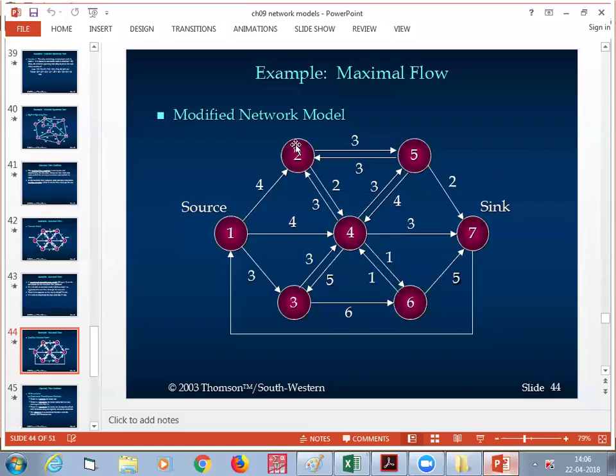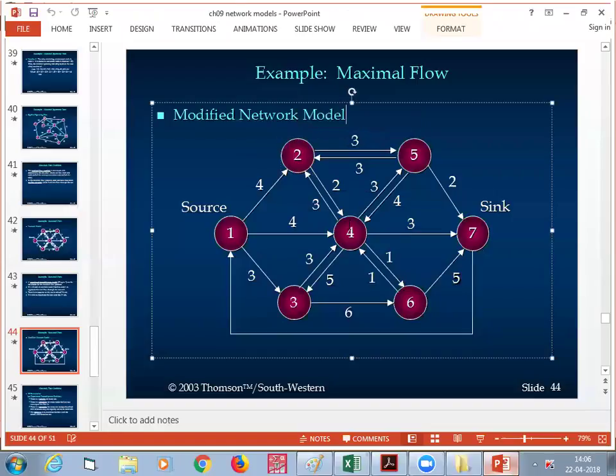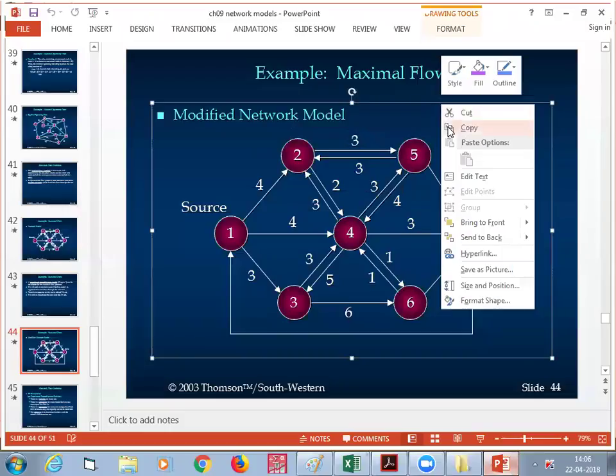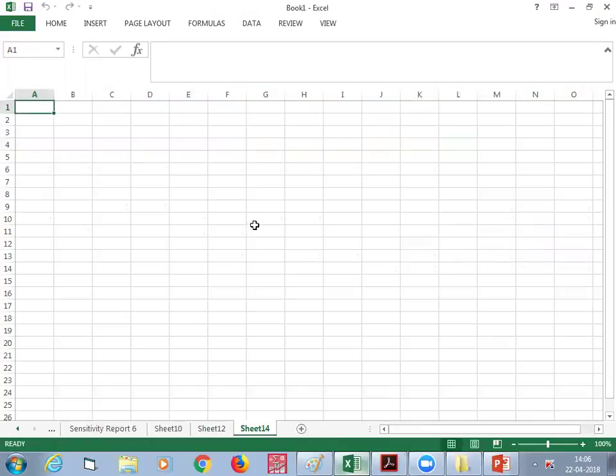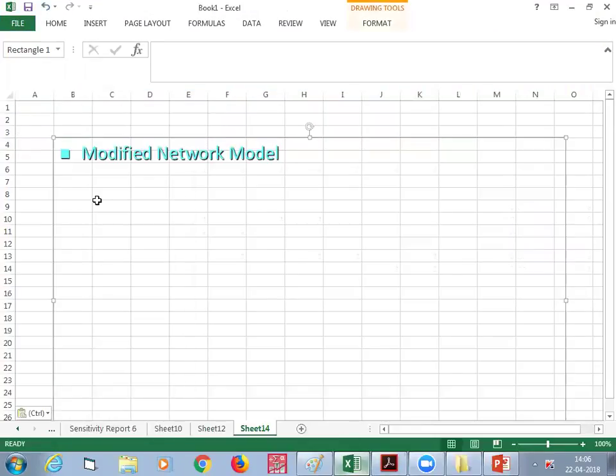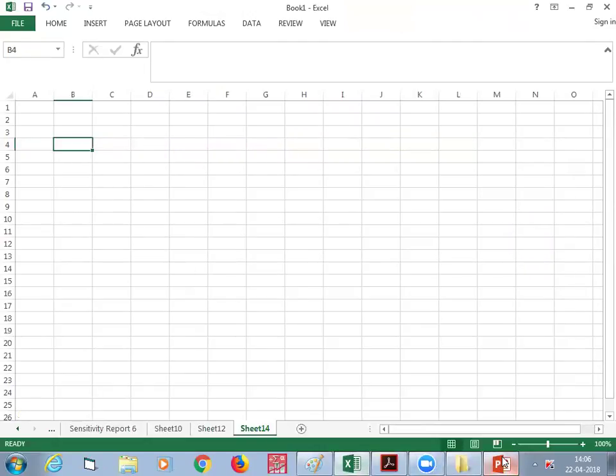Can I copy this? Oh no, I can't. Maybe I can copy this. Okay, let's see if I can copy it. Okay, that didn't work. Anyway.